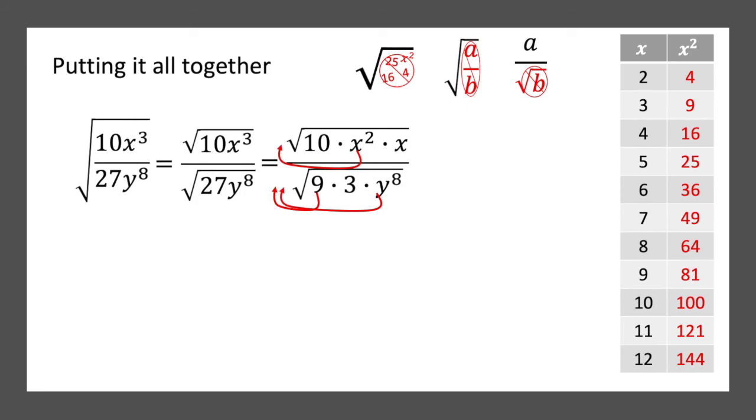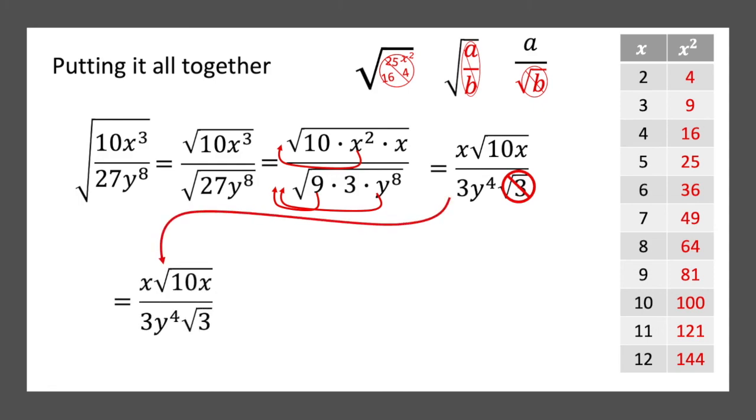And we will pull out our perfect squares. So we get x times the square root of 10x divided by 3y to the 4th times root 3. Again, we cannot leave that root 3 on the bottom. So we'll come down here, get some more room, rationalize the denominator, multiply the top and the bottom by root 3. And if you look at the top, there's 2 things under the radical. We'll just multiply those 2 together. So x times the square root of 30x divided by 9 times y to the 4th.